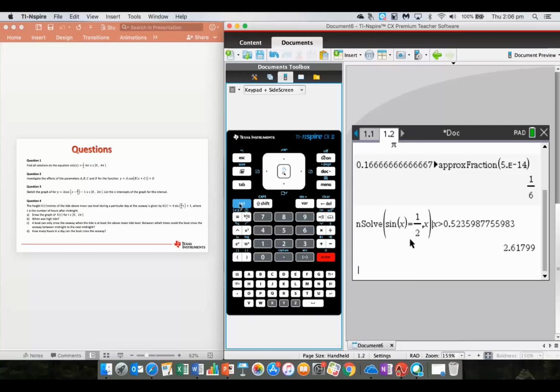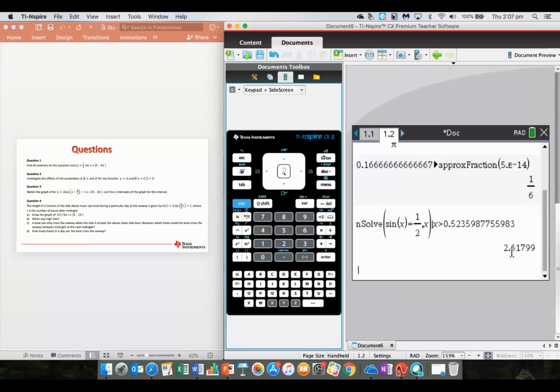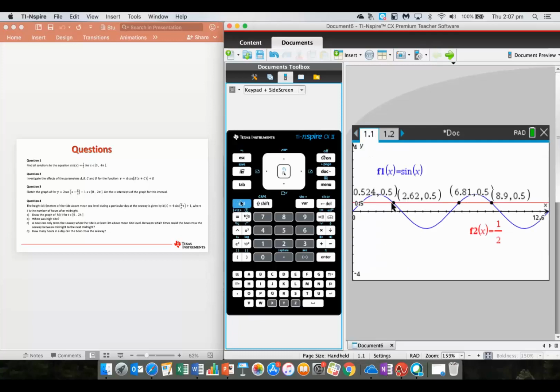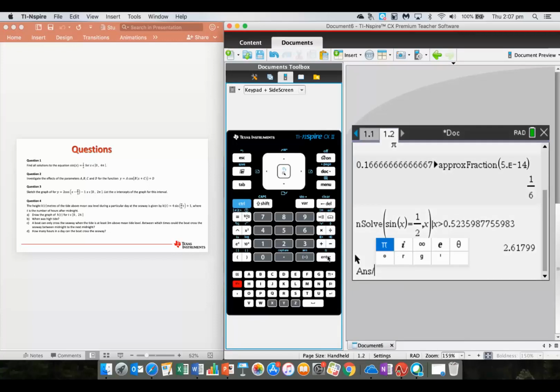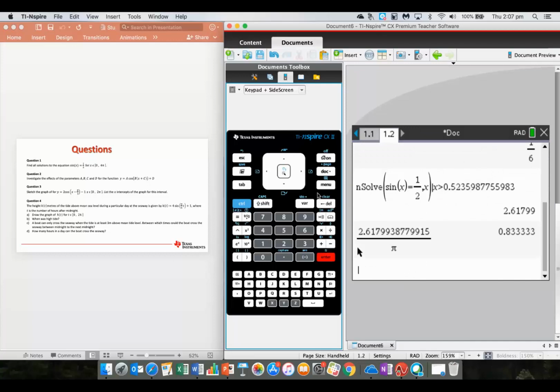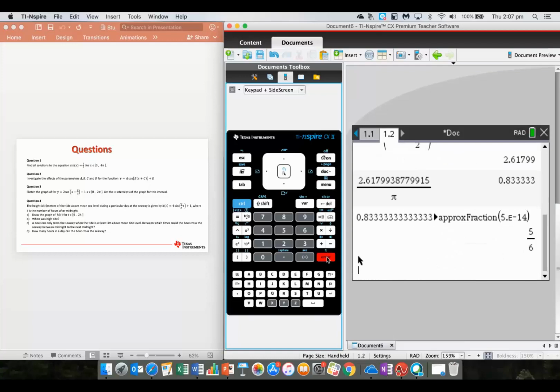Let's have a look. Control, left arrow, my second x value is 0.262. Control, right arrow, sorry, 2.62, there we go, not 0.262. Right, so I'll do the same process now, divide by pi to get rid of the pi from the answer. Menu, number, and approximate to fraction. And this answer approximates to 5 pi on 6.